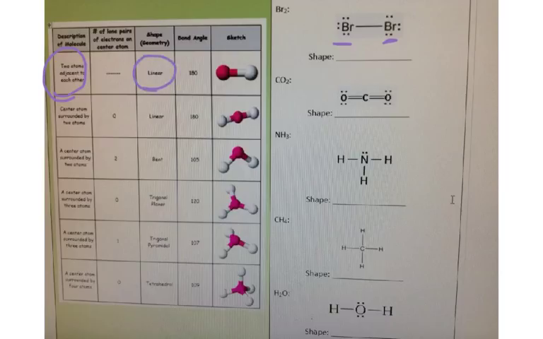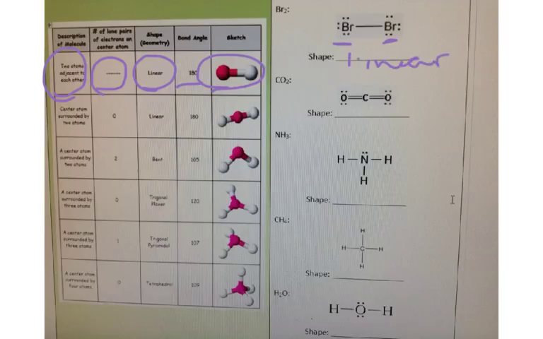Sometimes it has 0 lone pairs, sometimes it has up to 3, so that's why it'll change. It'll be between 0 and typically 3 lone pairs. The bond angle for any line would be 180, and this is what my sketch would actually look like. So this would be a linear structure.